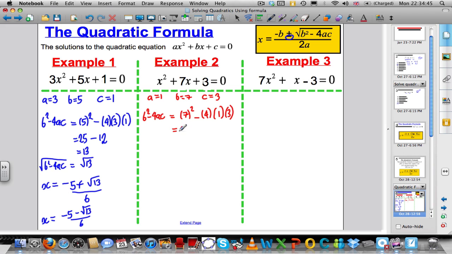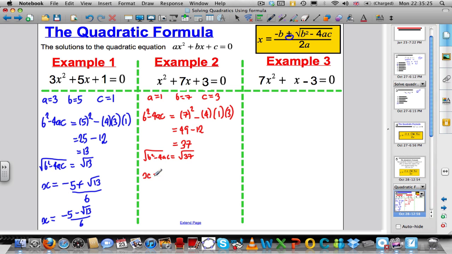7 squared is 49. 4 times 1 is 4. 4 times 3 is 12, so you've got to subtract 12. 49 take away 12 is 37. The last thing I'm going to do is actually square root it, so everything's ready to substitute in at the end. So the square root of b squared minus 4ac is simply the square root of 37. Okay, very close now. Just substitute my b and a into the rest of the formula, taking firstly the positive solution, then the negative. We've got the two x's.